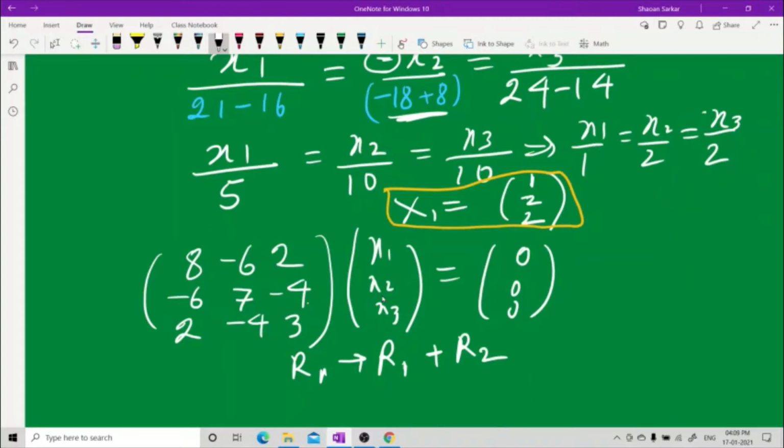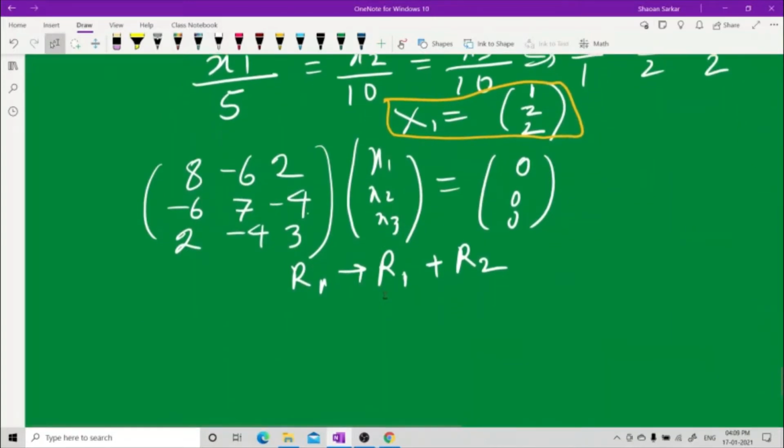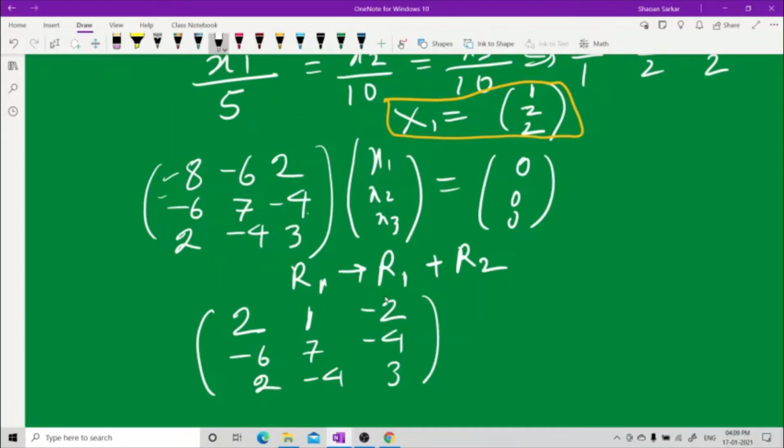Or yes, I can do this, no problem. So this will become, I'm adding these two rows, this and this row I'm adding. This will become 2, this will become plus 1, this will become minus 2, and this is minus 6, 7, minus 4, and 2, minus 4, and 3. Now this is x1, x2, x3.